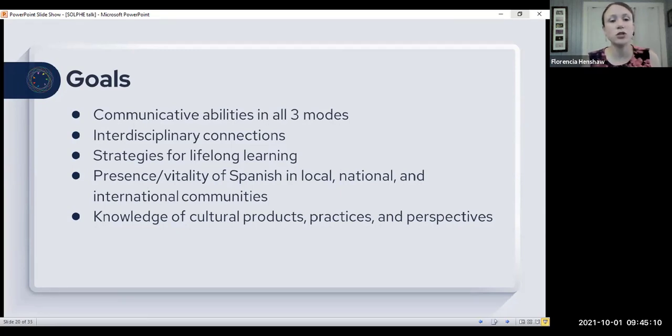Something that I think was absolutely crucial for many courses, but this one in particular, to help the learners appreciate the presence and the vitality of Spanish in our local community, also nationally and internationally. And with respect to the other C, the culture standard, I am going to be very humble here, and I aimed for knowledge of cultural products, practices, and perspectives, with maybe getting a step closer to intercultural competence. By no means I'm claiming that students are interculturally competent after one course and after this one course in particular, but at least I wanted to increase their knowledge of different products, practices, and perspectives related to the topics of the course.